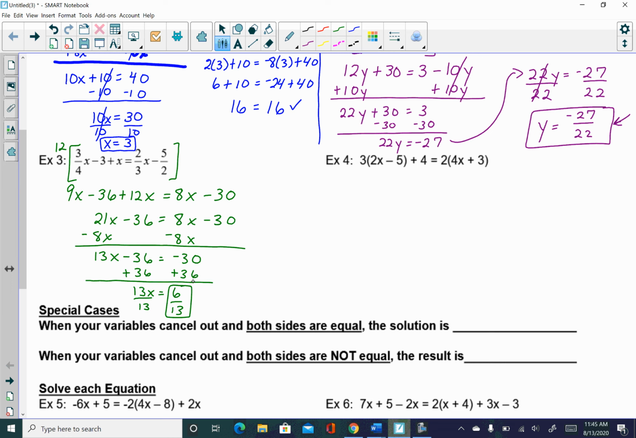All right. In example 4, I'll just do the first step with you just to make sure that you're tracking. And if you feel good about it, then just go ahead and pause the video and you can check yourself by the solution key, because I'm just going to do the first step.